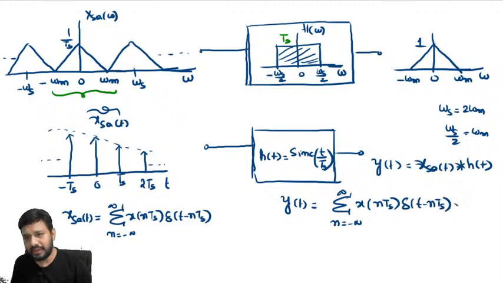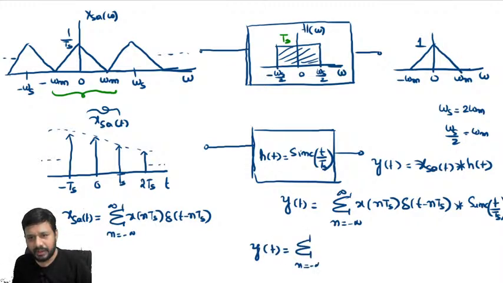This is convolved with sinc of t by ts, the impulse response. Frequency domain multiplication, time domain convolution. Now what is the output here? y of t can be written like this, summation n varying from minus infinity to infinity, x of nts is a constant value. Now what is the convolution of a signal with a shifted impulse? A shifted signal, from the concept of LTI system: sinc of (t minus nts) by ts.